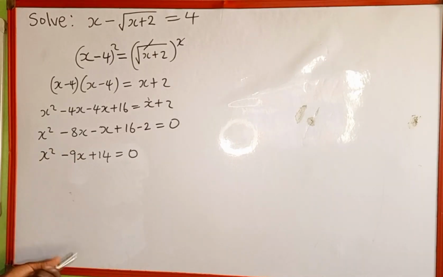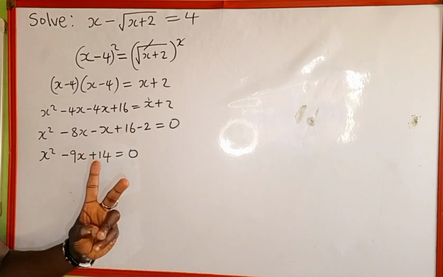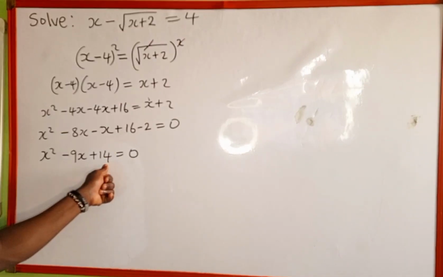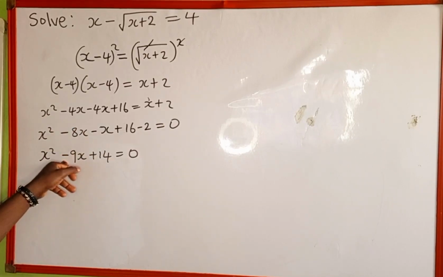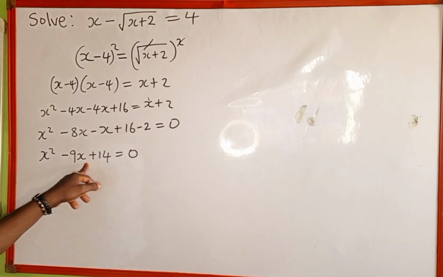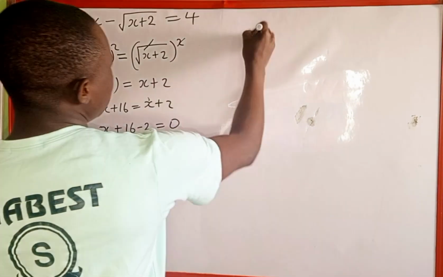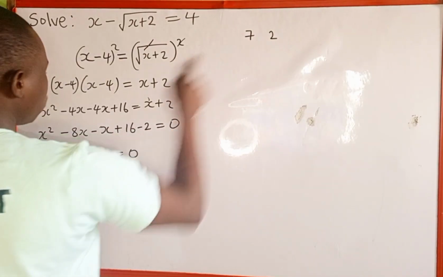We have different methods of solving quadratic equations. So we're going to use the factorization method to solve this quadratic equation. And in the factorization method, we're going to look for two numbers. When we multiply those two numbers, we get this constant here, 14. Then when we add those two numbers, we're going to get the coefficient of x here, which is minus 9. And when we add 7 and 2, it's going to give us 9. And if you multiply, it's going to give us 14.